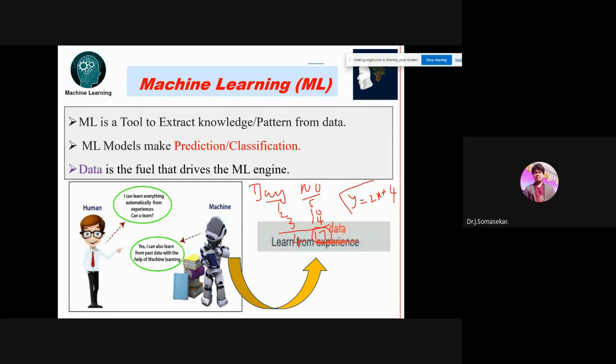So we have to make a model. Based on that model we can forecast or predict the future value. But here data is very, very important. Based on this data only we are making this model.